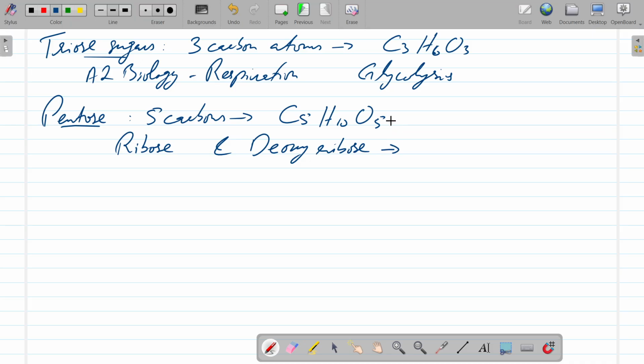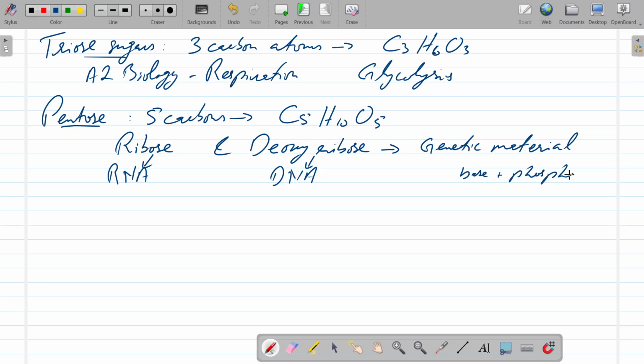And these are both part of the genetic material inside living organisms. So ribose is part of RNA and deoxyribose is part of DNA, right? So it helps form the genetic material. It is part of their more macro structures, because you've got a nucleotide base and phosphate as well. So it's not just the sugar, but the sugar is important.